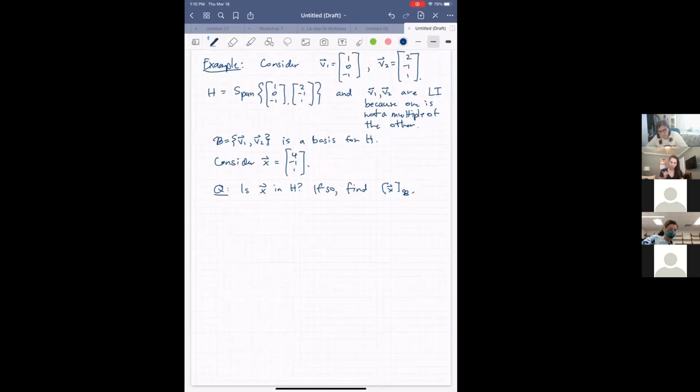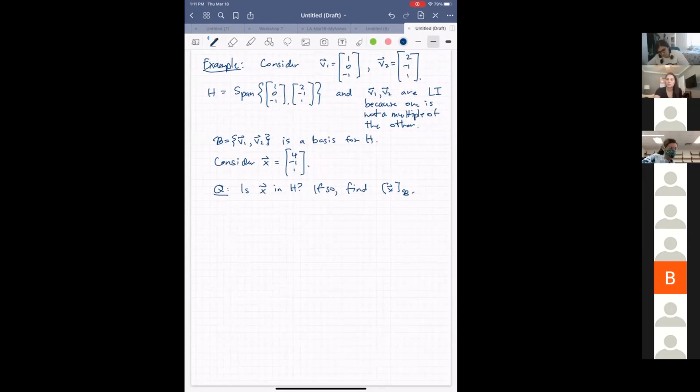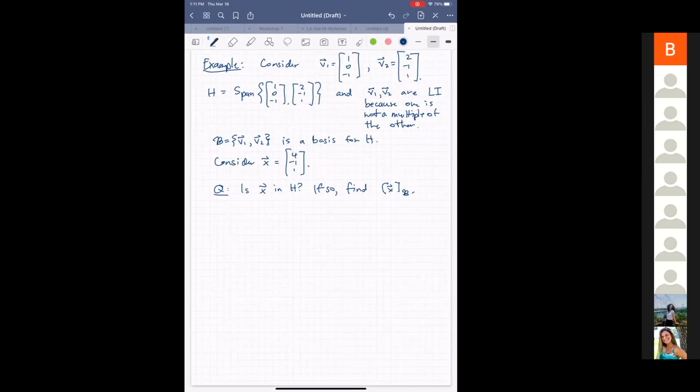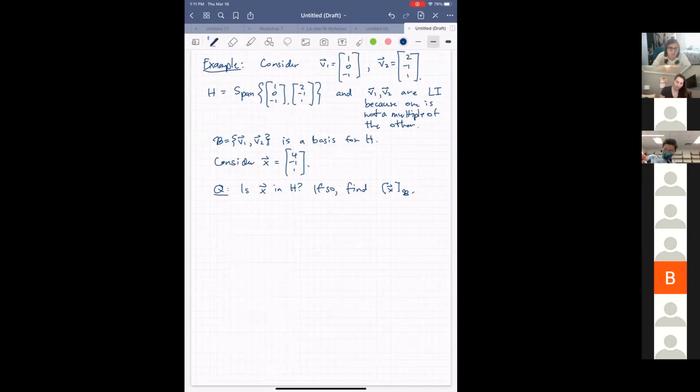Okay. So how do we figure out whether X is in the subspace H? We set up an augmented matrix. Yes, we set up an augmented matrix. So we just put V1 and V2 in the first two columns, augment with X, and we see if this is consistent, right?